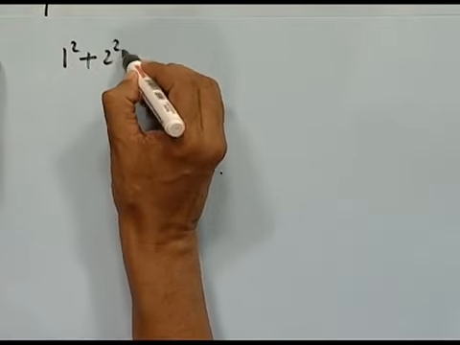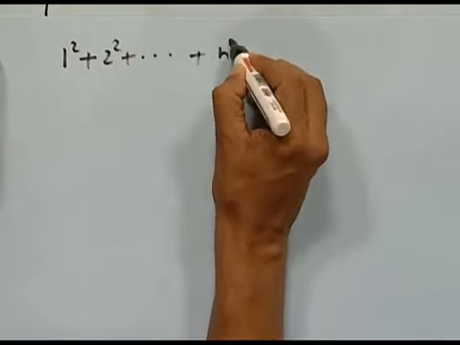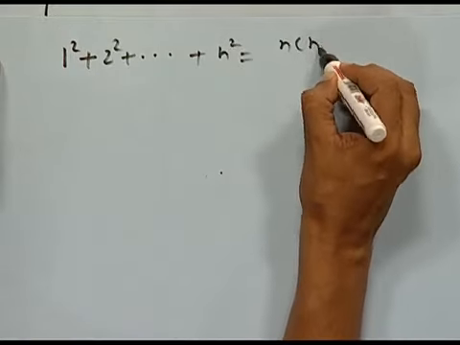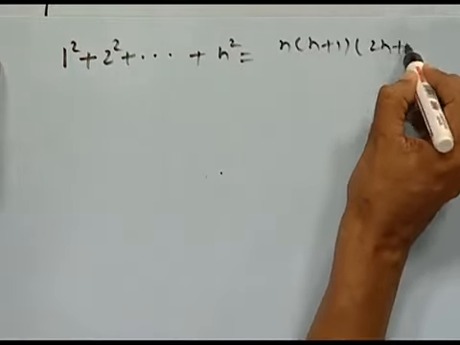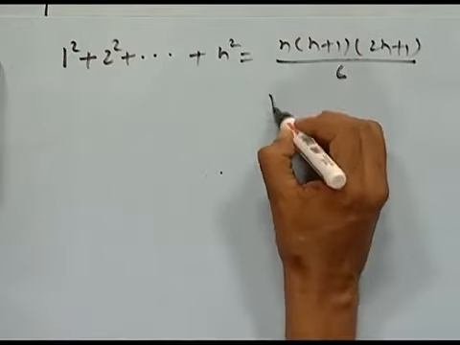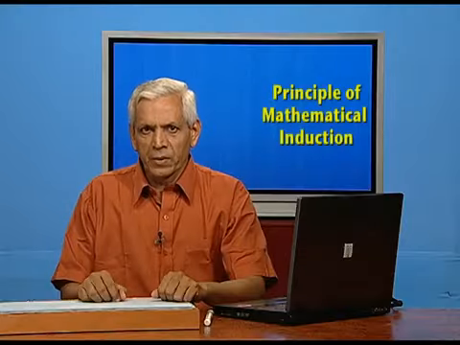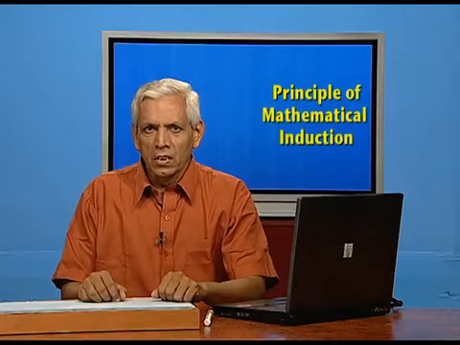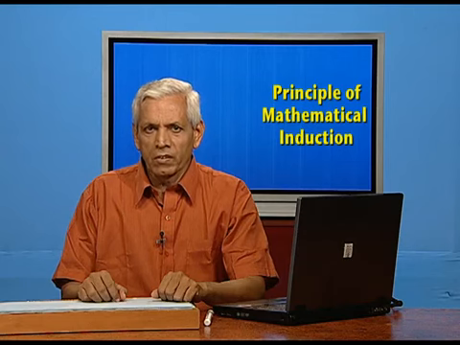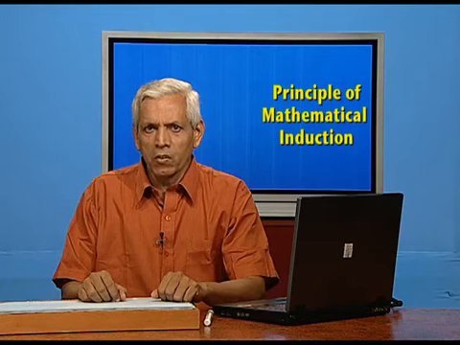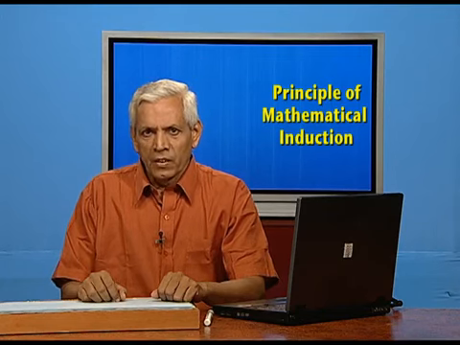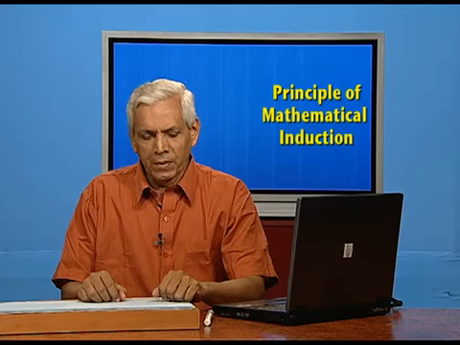This completes the second step, and hence we can say 1² + 2² and so on up to n² is equal to n(n+1)(2n+1)/6 for all n belonging to N. Often it happens that students have a doubt, why should we take P(1) at all? Because they feel that P(1) is playing no role in the whole proof. The fact is different. Let us see how it happens.